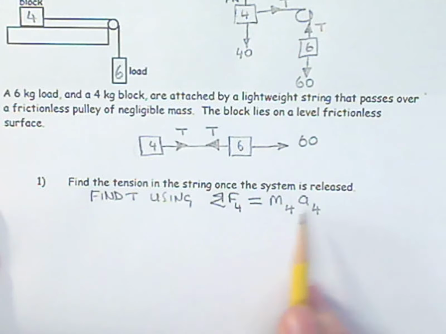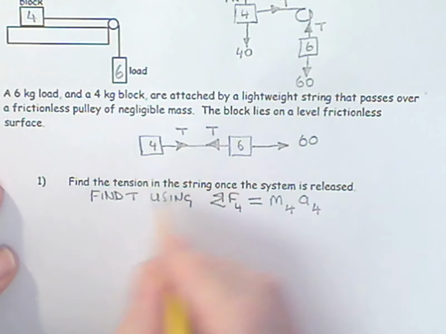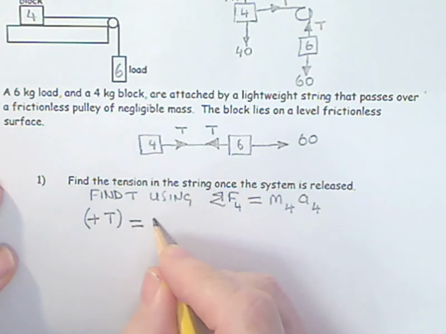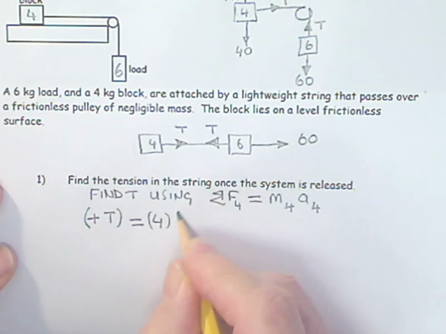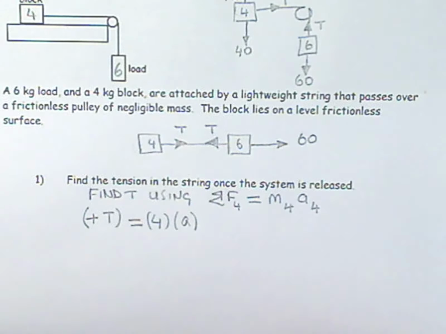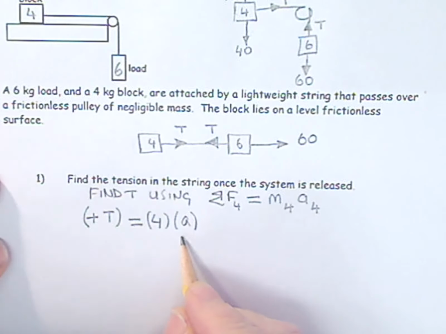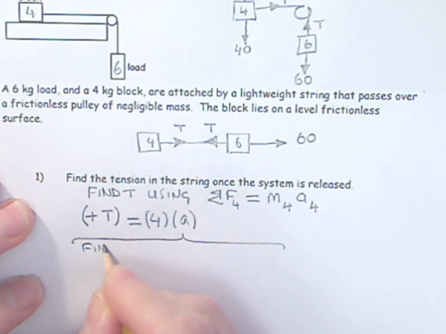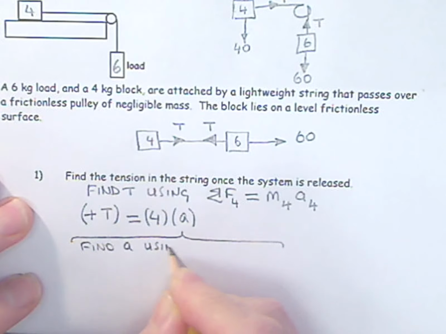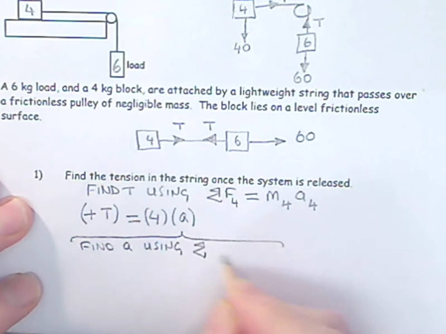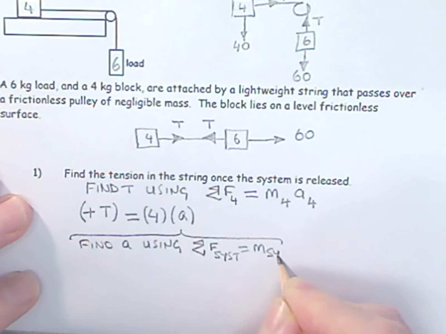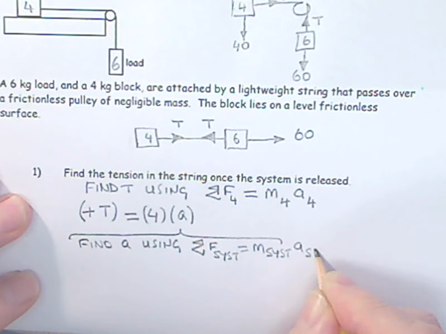That's my shorthand to remind me of which part of the diagram I'm using. And then I'll say, well, looking at my diagram, plus T, that's the only external force acting on that 4, is equal to the 4 times the acceleration. The problem is, of course, I don't know what that acceleration is, so this becomes a two-part problem. So I say, okay, find A using, and the trick is to know that I find A using the sum of the forces on the system equals the mass of the system times the acceleration of the system.